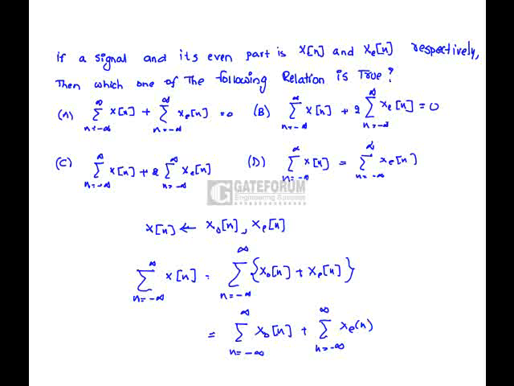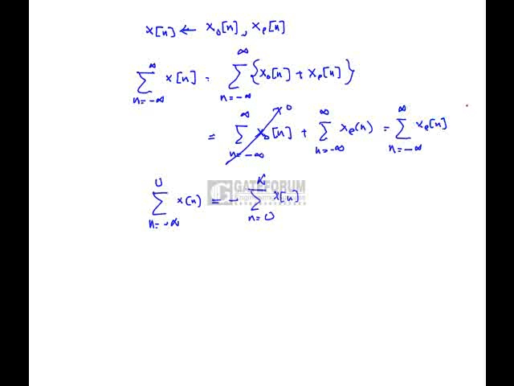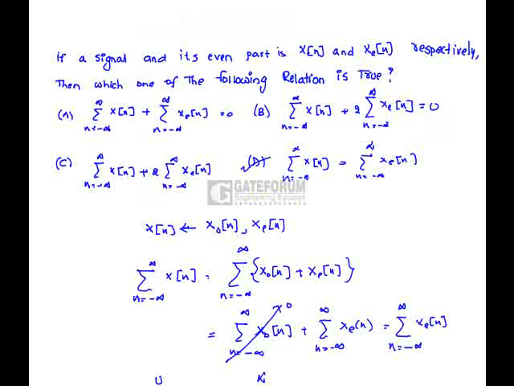Here we know that the summation n from minus infinity to 0 of x of n is minus of the summation n from 0 to infinity of x of n. Hence, this summation goes to 0. The resulting summation leads to the sum over n from minus infinity to infinity of xe of n. Hence, option D is correct.